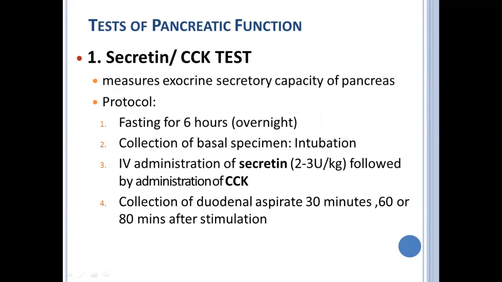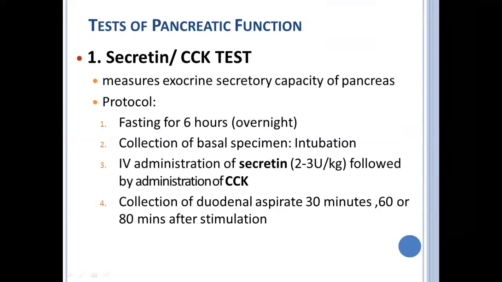So first test is the secretin and the CCK test. Ano na nga ang purpose ng secretin kanina? This is responsible for the presence of sodium bicarbonate. And then the CCK, this is responsible naman for the release of pancreatic enzymes. Yan yung mga functions nila. Dapat bago tayo mag-discuss ng test, alam na alam ano yung mga functions niyan. So, this measures the exocrine secretory capacity of the pancreas. Yan yung purpose nito.